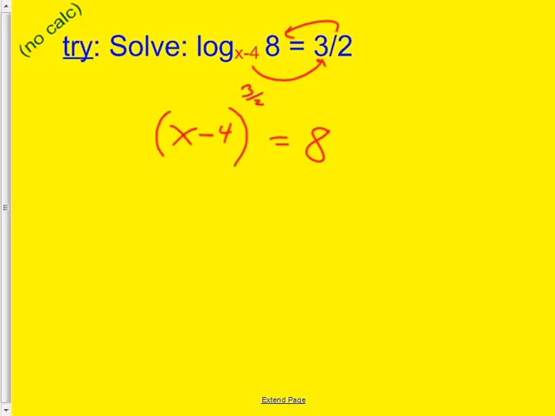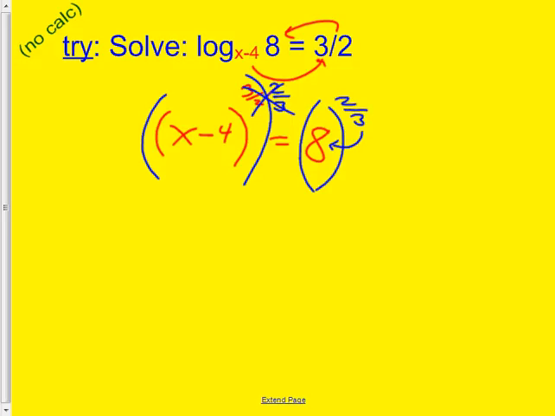Now, we have to put it to a power. Power of what? 2/3. Is that one you can do in your head? Yep. Cube root of 8 is 2. 2 to the second is 4. Okay. X minus 4 equals 4. Add 4 to both sides. X equals 8.